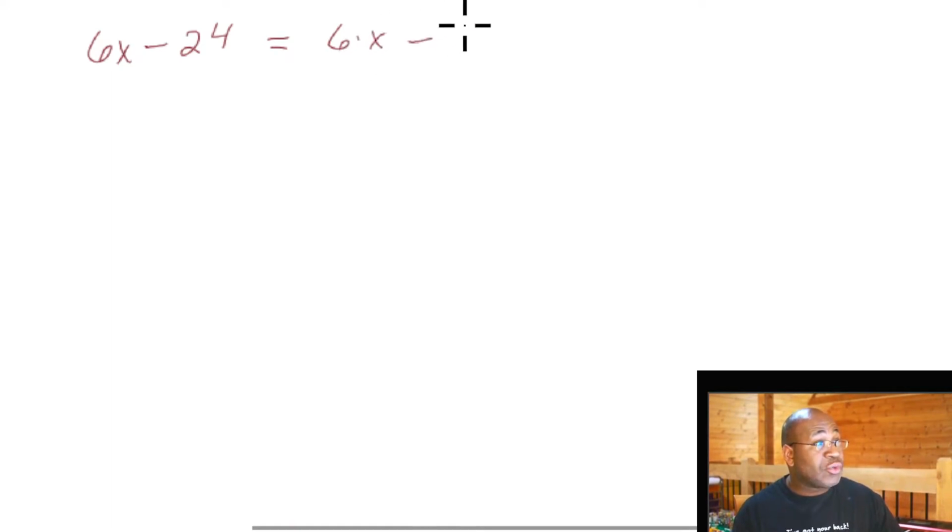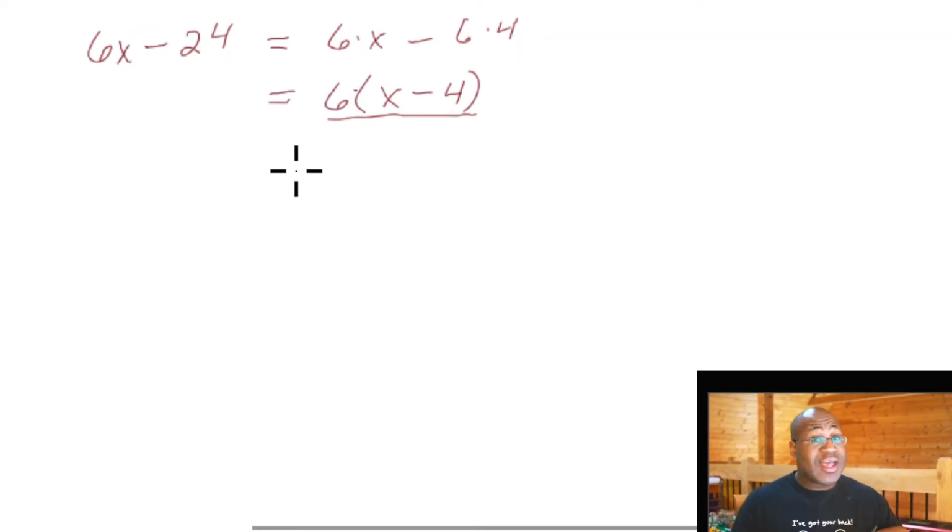So for instance, if we have 6x minus 24, note that both of these terms have a common factor of 6. 6x, of course, is 6 times x. 24, that's 6 times 4. And so applying the distributive property in reverse, we can extract the factor of 6. And then what's left over is x minus 4. And this is our factored form because we have a product, 6 times x minus 4.